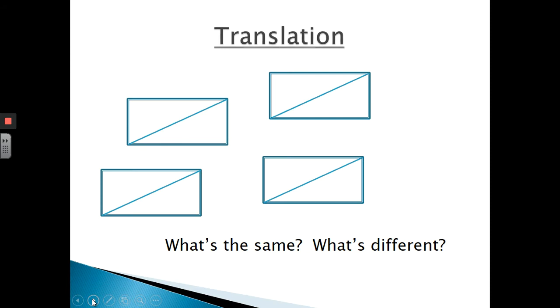So let's have a look at some of the transformations. Let's have a look at these shapes. Let's look at translation. Look at them carefully. What is the same and what's different? They're all rectangles with a diagonal line from the bottom left to the top right hand corner.